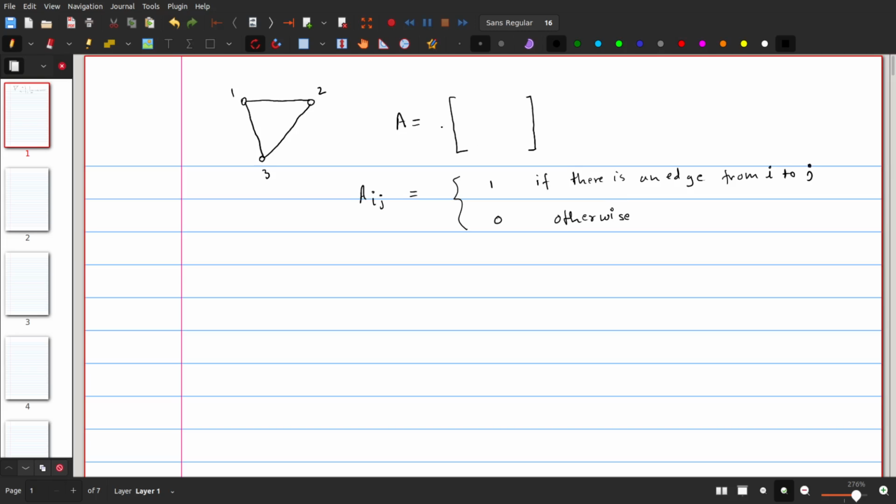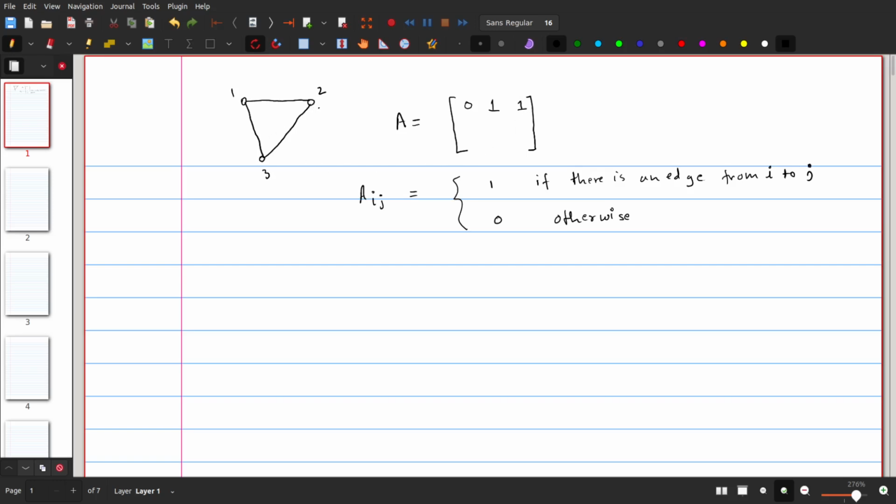So if we look at the 1,1 element of this matrix, then we have to ask if there is an edge from 1 to itself. No, there is no edge, so this element is 0. If we look at the element at position 1, 2, then we have to ask if there is an edge from 1 to 2. There is an edge, so this element is 1. Is there an edge from 1 to 3? Yes, so this element is again 1.